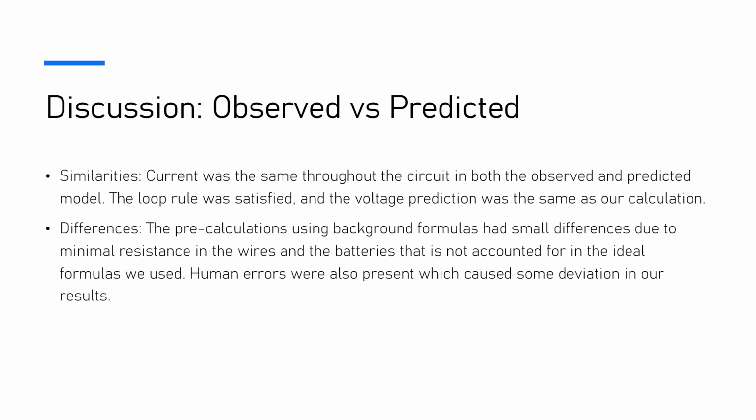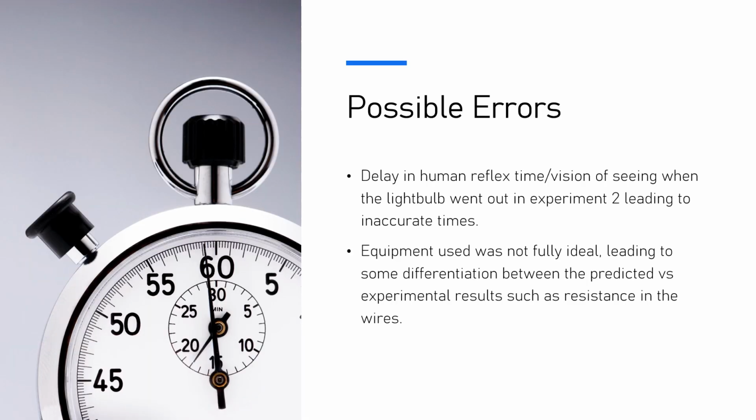Some human errors were also present, which caused some deviation in our results. The human errors that I discussed in this last slide were delay in human reflex time and vision in seeing when the light bulb went out in experiment 2, leading to some possibly small inaccurate discrepancies in the time of the charging and discharging. And then, like I mentioned in the last slide, the equipment used was not fully ideal, leading to some variation in the results.